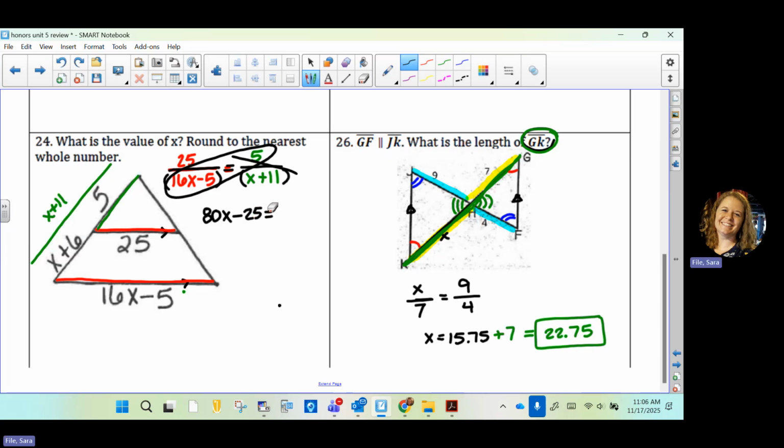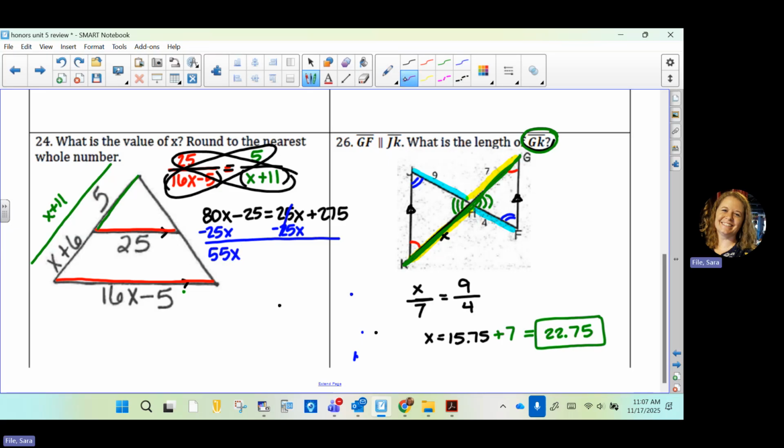And then the 25 has to get distributed to the x plus 11. So you get 25x plus 275. Now I get my variables to one side. So I'm going to move my x's over. So 80 minus 25 leaves me with 55x.